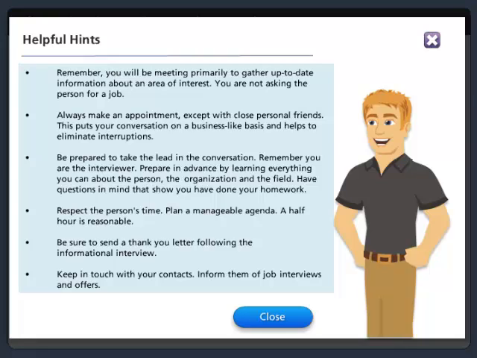Prepare in advance by learning everything you can about the person, the organization, and the field. Have the questions in mind that show that you have done your homework. Respect the person's time. Plan a manageable agenda. A half hour is reasonable. Be sure to send a thank you letter following the informational interview. Keep in touch with your contacts. Inform them of job interviews and offers.